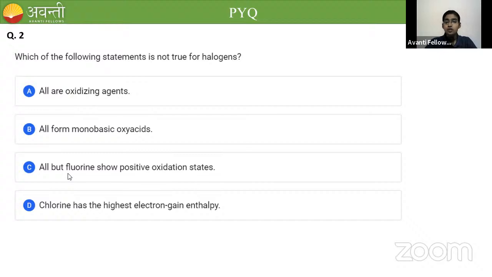Fluorine shows positive oxidation state. So that is incorrect. Fluorine always shows a negative oxidation state, which is -1, because it is the most electronegative element. So it will always gain the electron from the atom to which it is bonded. When it always gains the electron, it obviously gets a negative oxidation state. So it cannot be positive. It will always be negative, and that is -1 for fluorine.